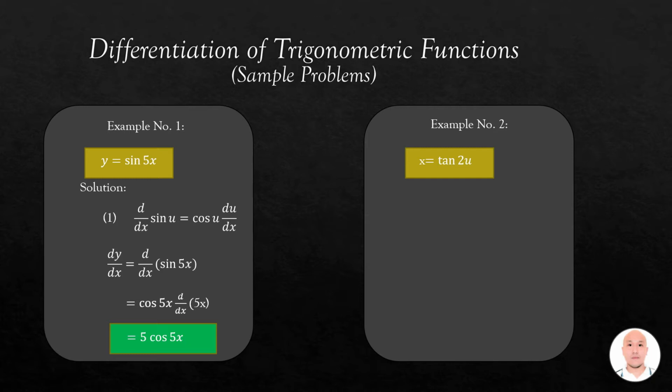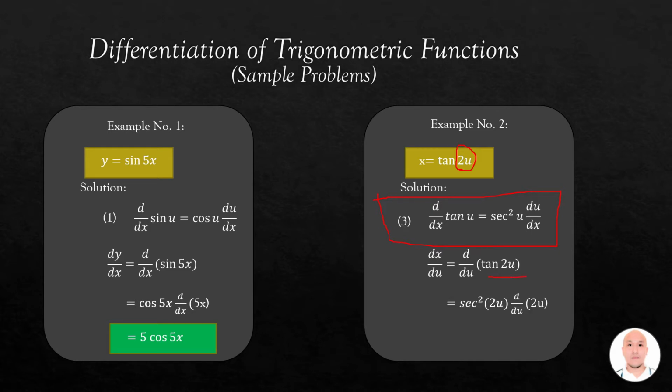x is equals to tangent 2u. So our problem is in tangent form, so we'll use our formula number 3, d over dx tangent u is equals to secant squared u du over dx. So our u here is 2u. Then dx over du is equals to d over du tangent 2u is equals to secant squared 2u.